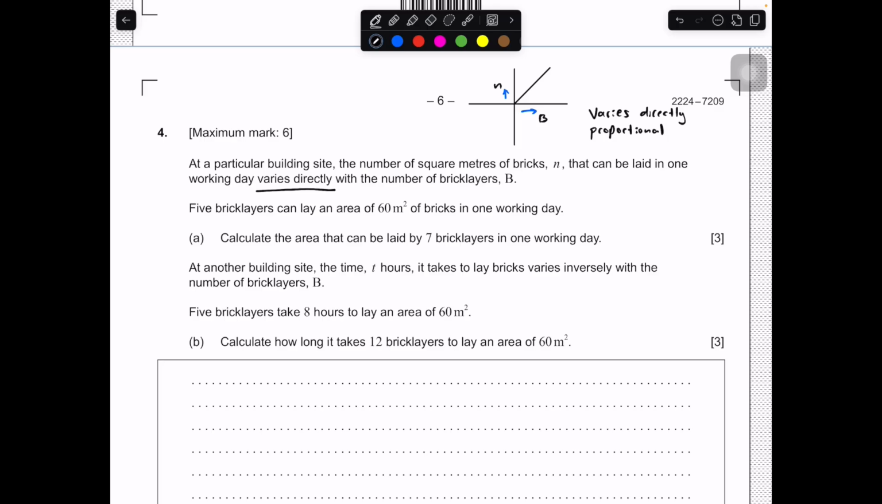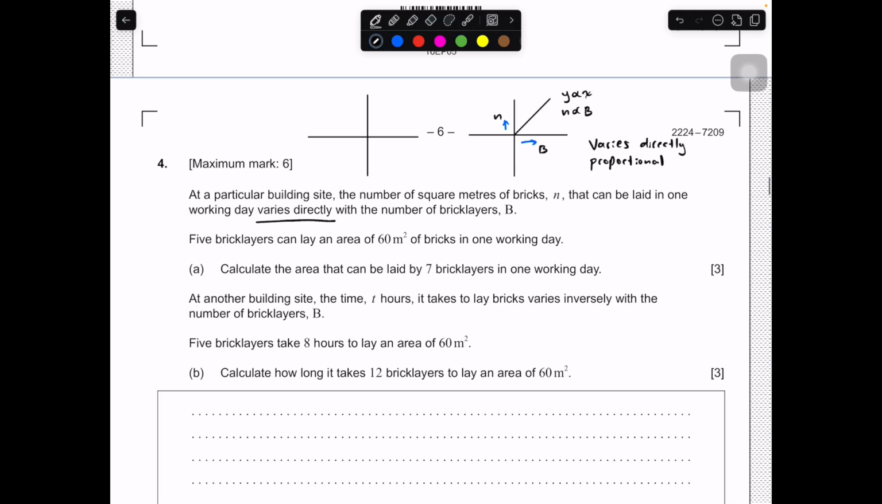So once we're in this relationship of direct variation, we'll have this idea of y is proportional to x, or in this case, the number of square meters of bricks is proportional to the bricklayers. And the other key piece of information, once we've narrowed it down to the realm of direct variation, is to see if it varies directly with the square or the cube of some value.